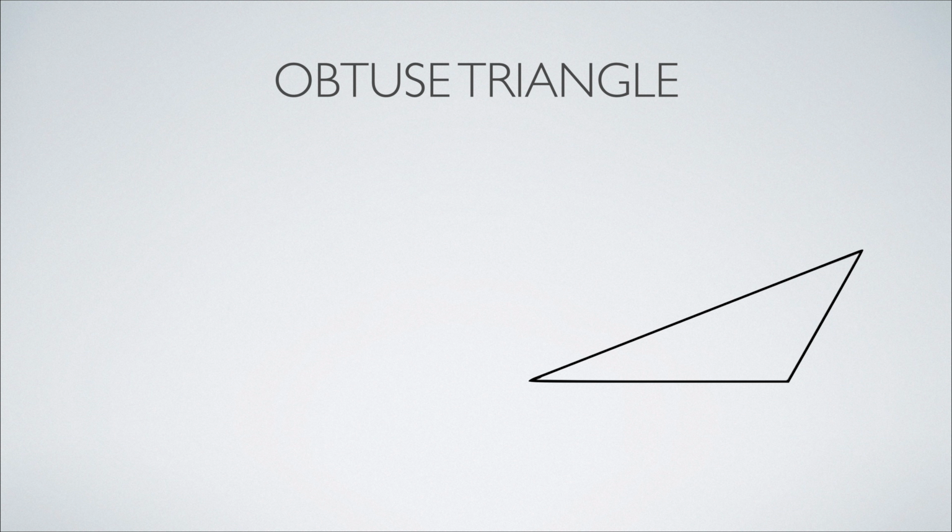Finally, if it's neither acute nor right, the third angle would have to be obtuse, which would make an obtuse triangle. Obtuse triangles have exactly one obtuse angle. The other 2 angles are in fact acute.